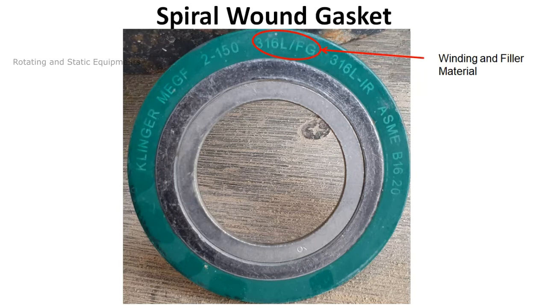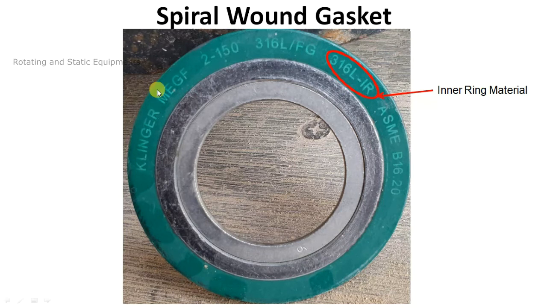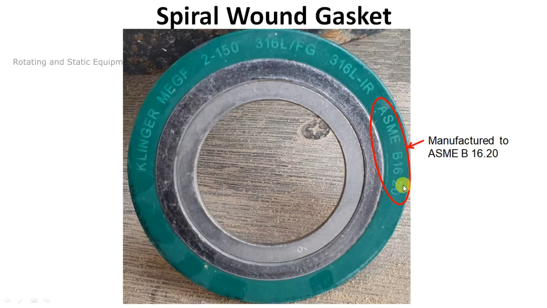Okay. Next, the fourth one indicates inner ring material, 316L, in the sense SS. So it indicates the gasket inner ring material. Okay. The last one is ASME B16.20, which means manufactured to ASME B16.20. Okay. With this you can easily find out the suitable spiral wound gaskets as per the marking identification.